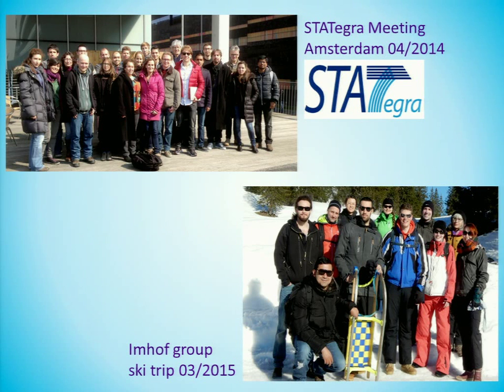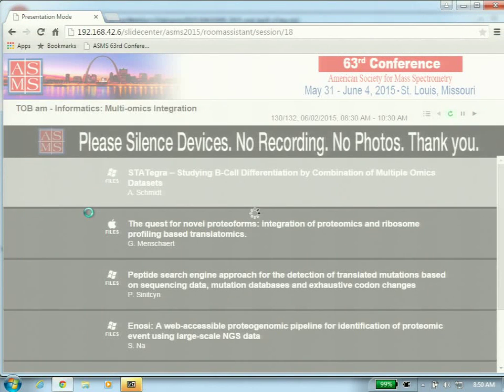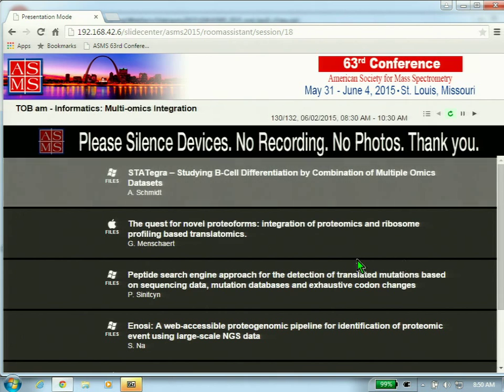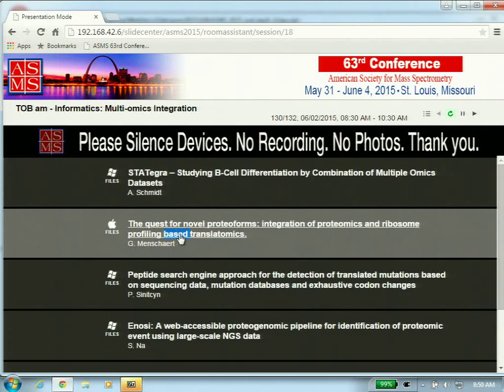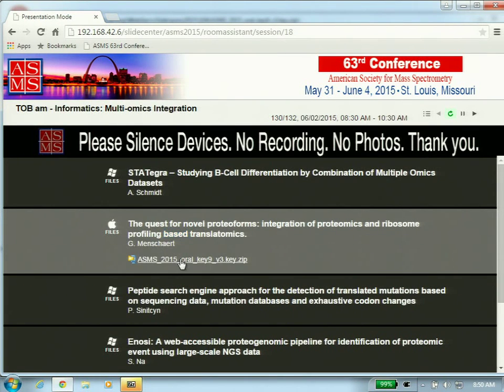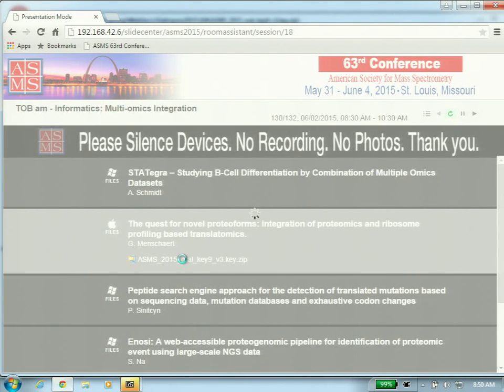My talk will be on the integration of ribosome profiling and mass spectrometry. Ribosome profiling, and I'll come to that later, is a technique which sequences ribosome-protected fragments. Mass spectrometry, I guess you're all aware of that technology, so that doesn't need any explanation.